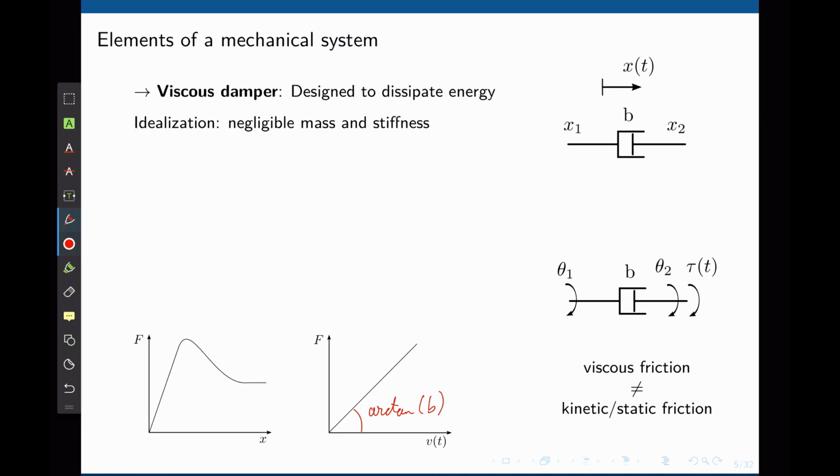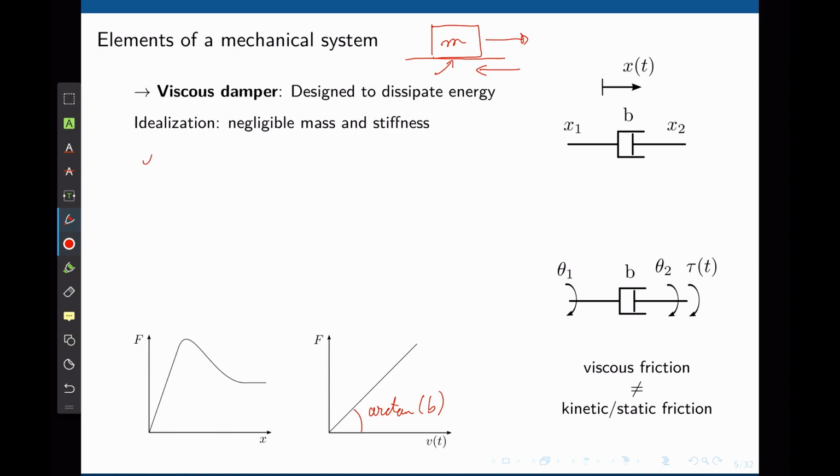We need to assume that the force developed in this element is proportional to the speed. We can think about it as an element that dissipates energy, such as a damper in a car, or we can also think about the contact between two surfaces. Viscous friction, for instance, between a mass and a plane. If the mass moves, the faster it moves, the greater the resistance against that motion comes from friction. And this friction, again, increases linearly with the velocity, and it is not the same as dry friction.